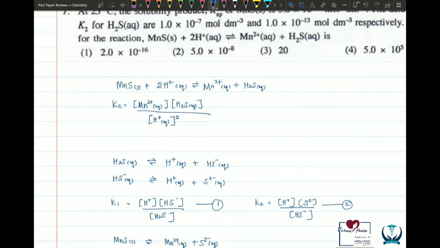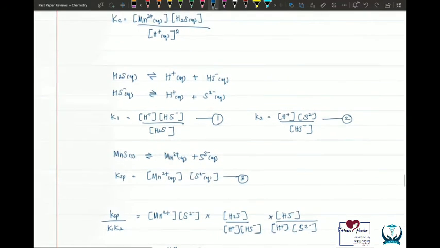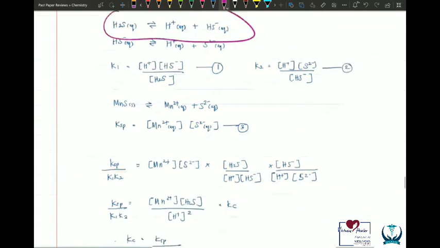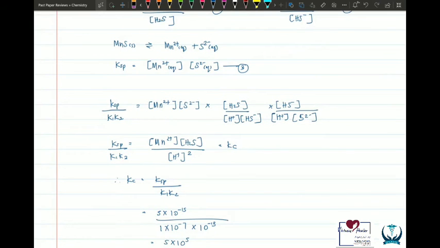So here we have Kc, which is equal to [Mn2+][H2S] divided by [H+] squared. Here MnS is disregarded because it's solid, therefore does not come into the equation. So now we'll find out H2S. For H2S, K1 will be [H+][HS-] divided by [H2S], and for K2 it will be [H+][S2-] divided by [HS-], and the Ksp for MnS is Ksp equals [Mn2+] aq into [S2-] aq.